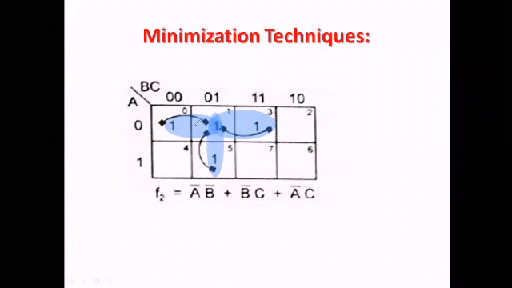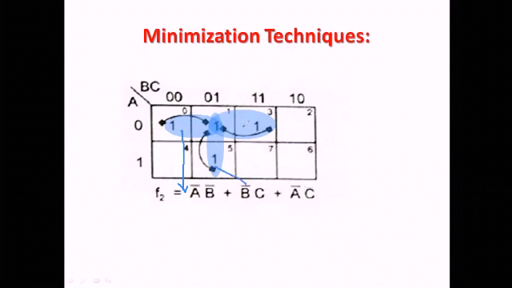Now we will look for the expressions. In these two ones, the value of A is the same, that is A bar, and the value of B is the same, that is 0 and 0. The value of C is changing. So this one will be A bar B bar. Now look at this one. In these two ones, the value of A is changing, but the values of B and C remain the same, that is 0 and 1. So it will be B bar C.